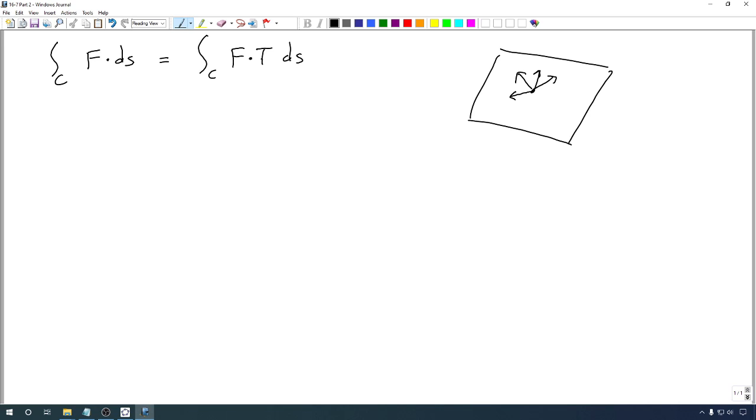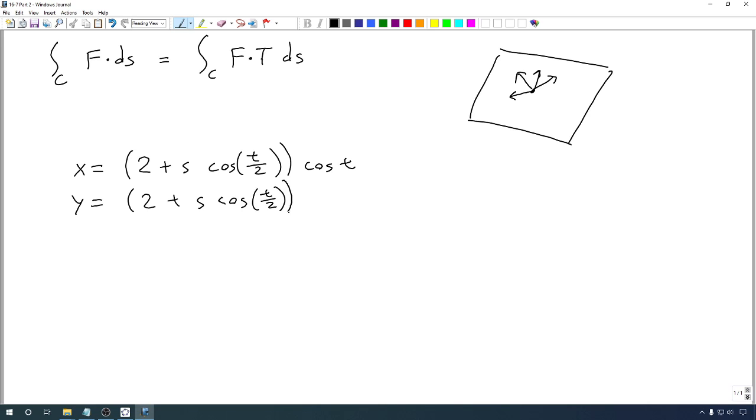But unfortunately, we do hit a little bit of a snag there that we need to deal with before we can actually get into the surface integral. Let's look at a particular parameterization. So we'll have x equals 2 plus s times cosine of t over 2 times cosine of t. y equals 2 plus s cosine of t over 2 times sine of t. And z equals s times sine of t over 2. And let's look at the graph of that thing.